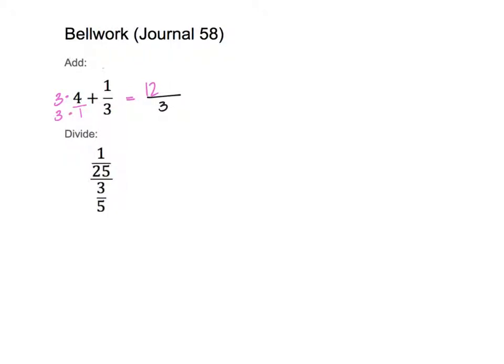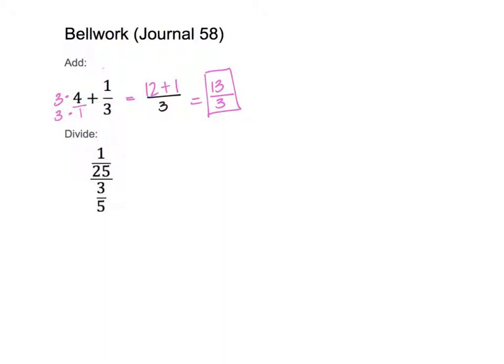Plus just 1, because I didn't have to change this denominator at all because it was already a 3. So I don't have to multiply anything to this fraction. So just 1. So 12 plus 1 gives me 13 over 3. And I think I can't simplify that, so that's my answer there.